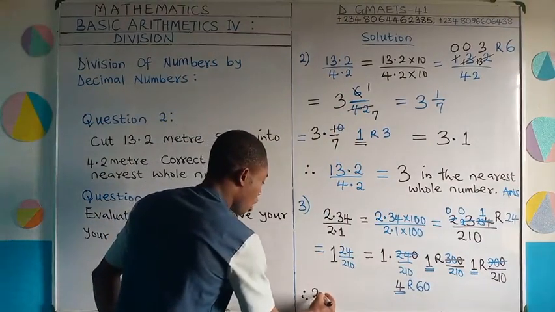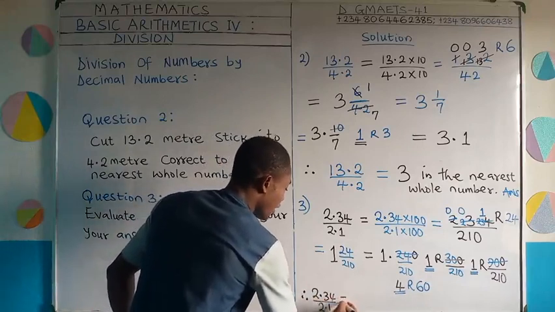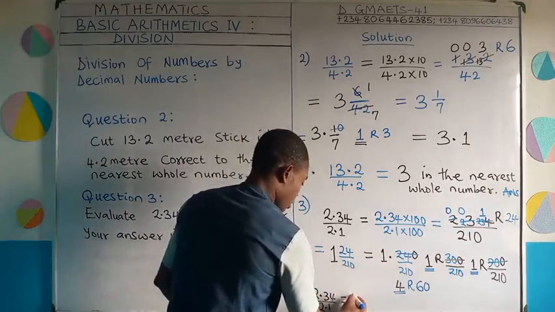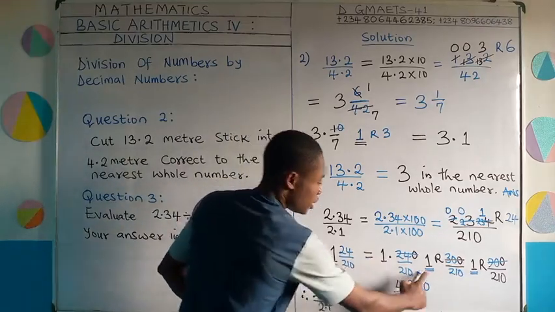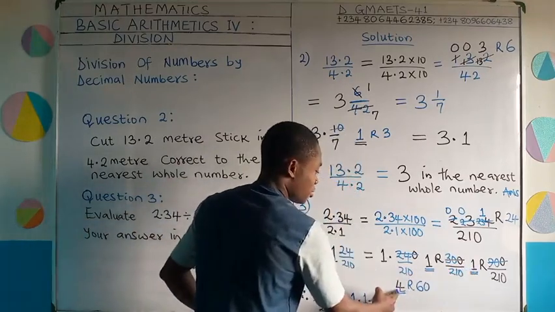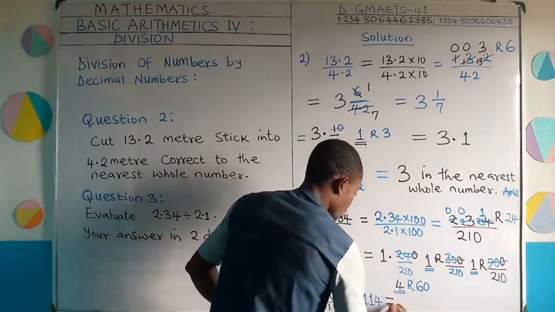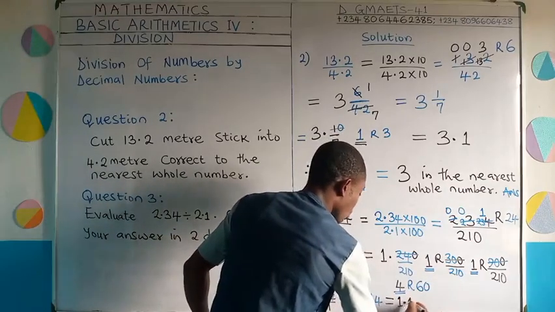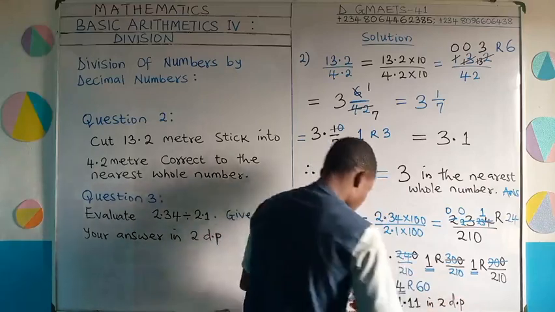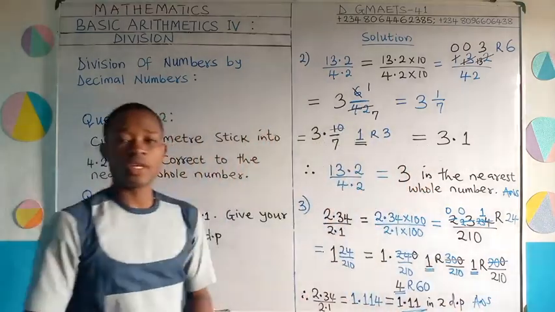Therefore, 2.34 divided by 2.1, my answer is going to be 1. These are first decimal digits, these are second decimal digits, and these are our third decimal digits. So that is 1.114, and if you round this, it will be equal to 1.11 in 2 dp, in 2 decimal places. And of course, I am done solving this problem.